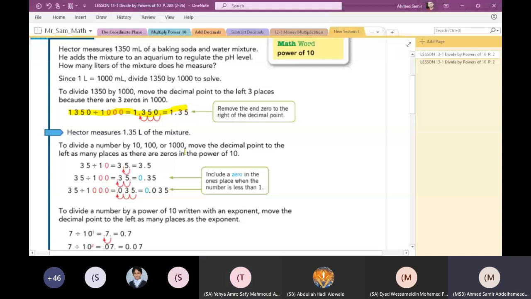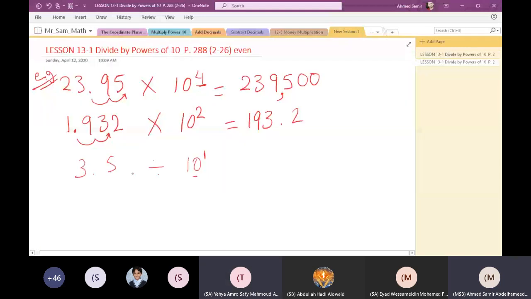For division, do we go left or right? Left. Left, so go here. So the answer would be point 3, point 35. If we have nothing here, what does it mean? It means 0. If it's nothing here, it means it's 0, right? We can add as many zeros as we want here.